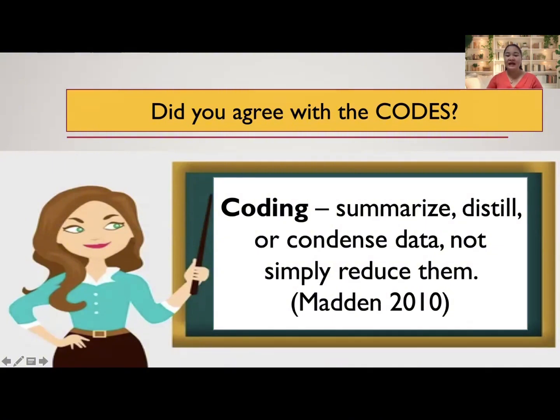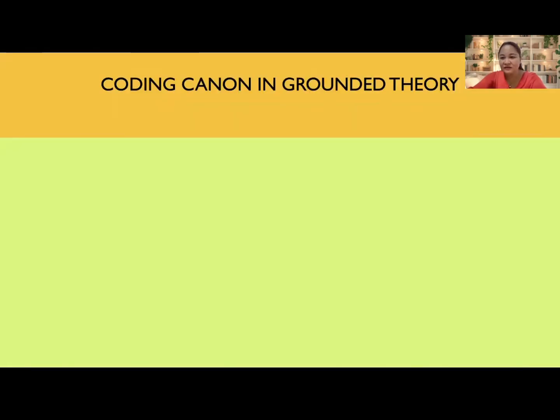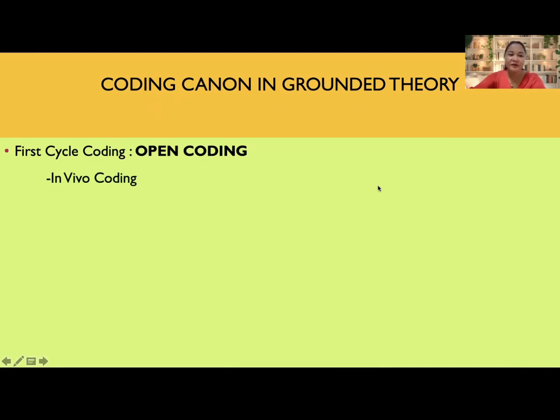So coding is just a summary. You're going to distill or condense the data, not simply reduce them. There must be an essential, or there must be a general. You are going to summarize, distill, or condense the data, but not simply reduce. We also have the coding canon in grounded theory. Okay, so we're going to review this one, since this is very important.